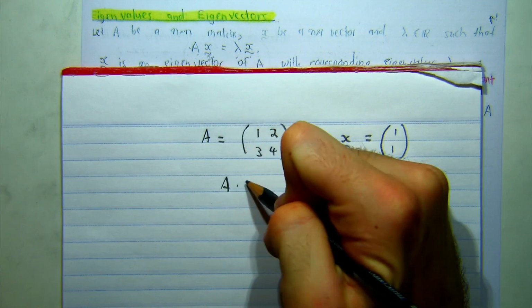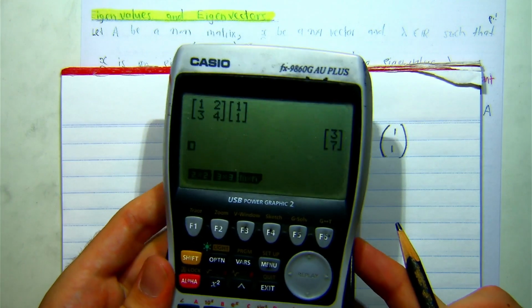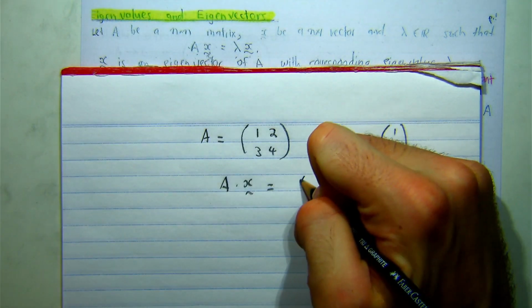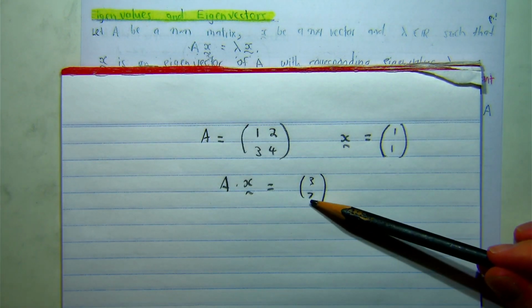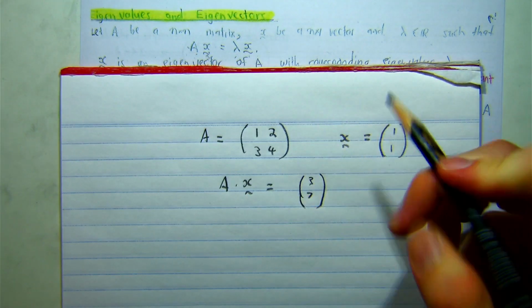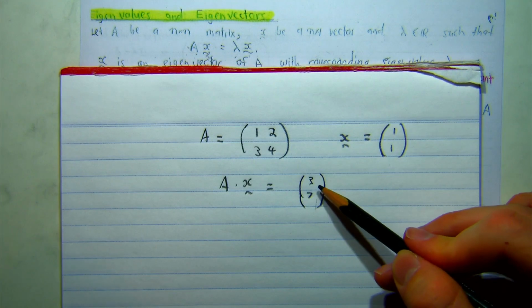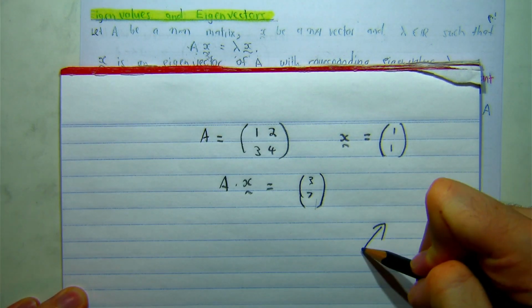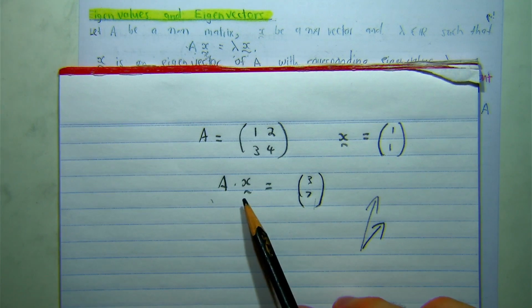A multiplied by x is equal to, in my calculator here, 3, 7. And what you notice about this transformation is that it is definitely not in the direction of 1, 1. It's not 3, 3 or 7, 7. It's in a new direction that has changed it from 1, 1 into something like 3, 7. And that is a linear transformation that has been applied to x.